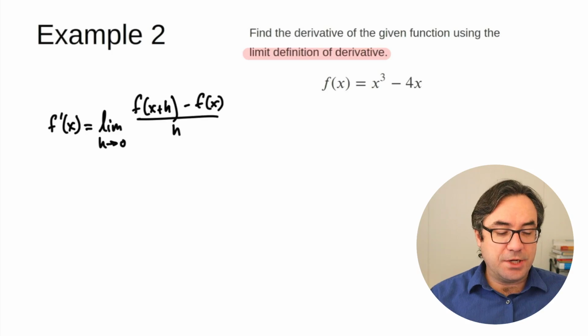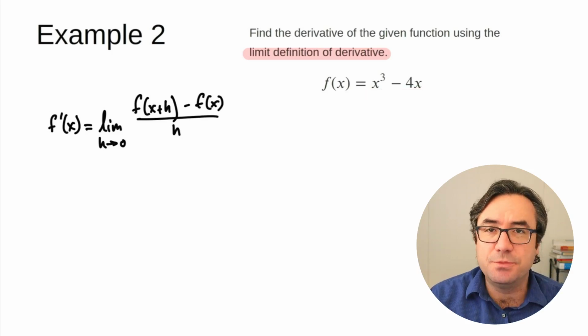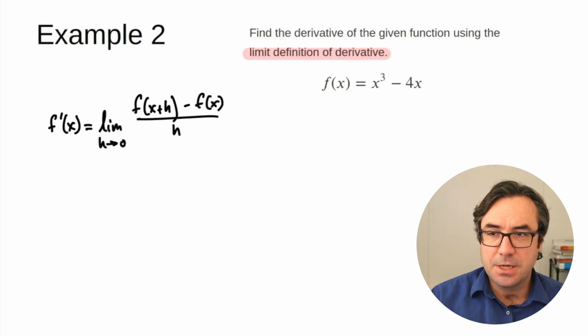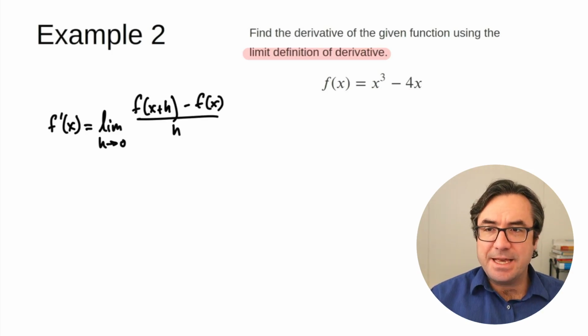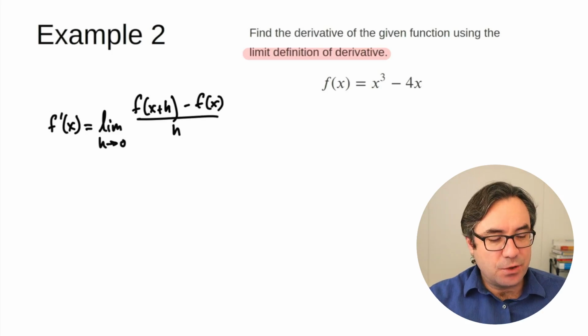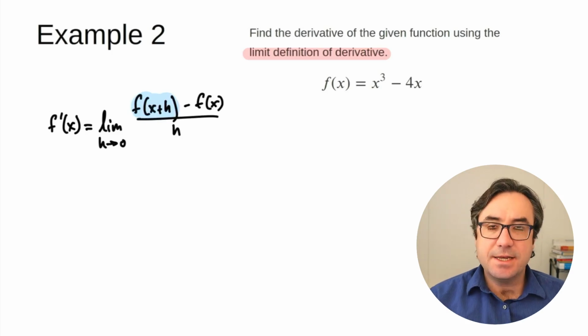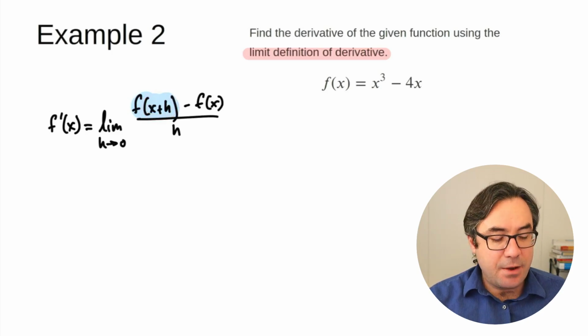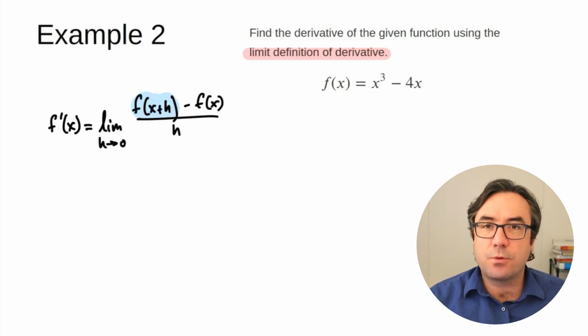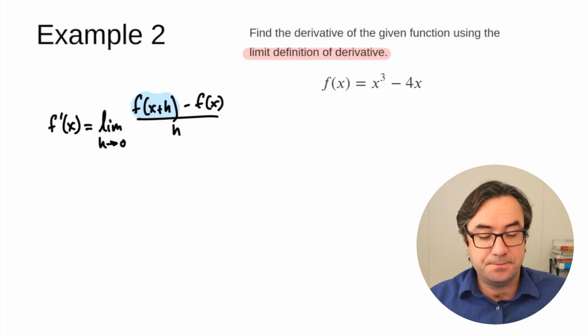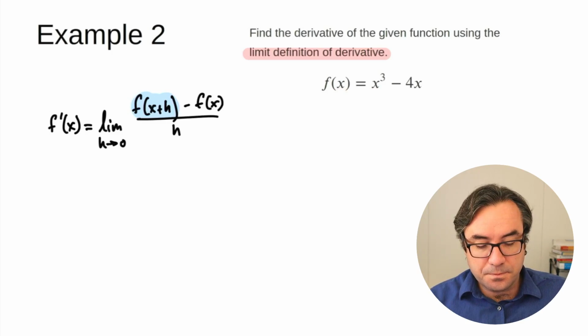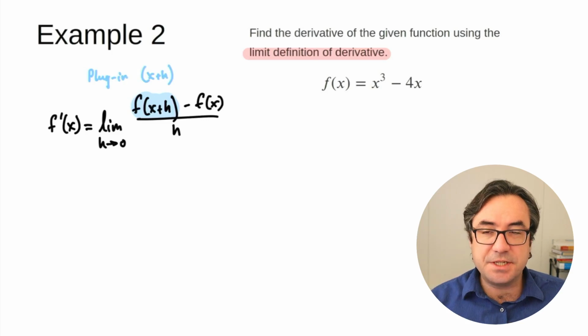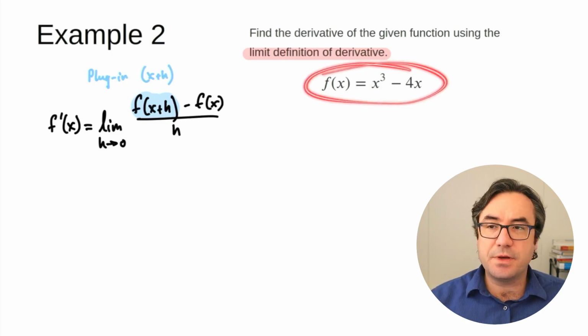All right, so our function in question here is x cubed minus 4x. So the first thing we want to do, and probably the trickiest thing, is we got to work with this f of x plus h. What this says is take parentheses x plus h, and wherever you see an x in the original equation, replace it with parentheses x plus h. So that's what we're going to do. We're going to plug in parentheses x plus h into the formula here.